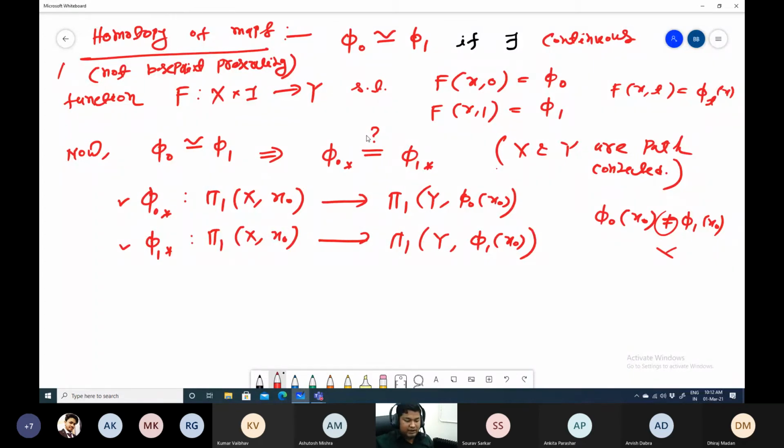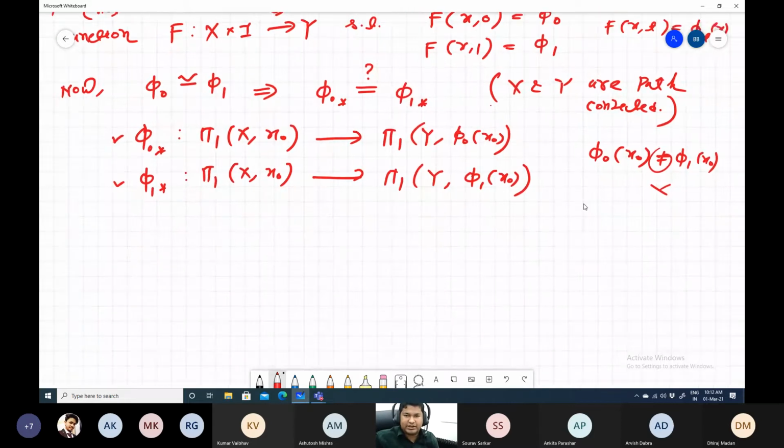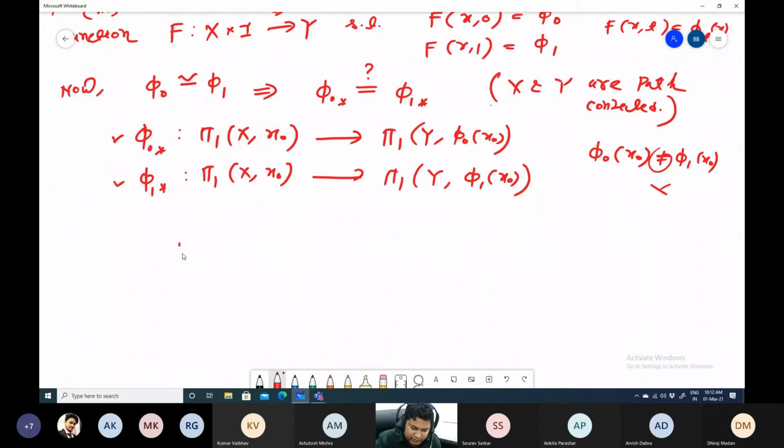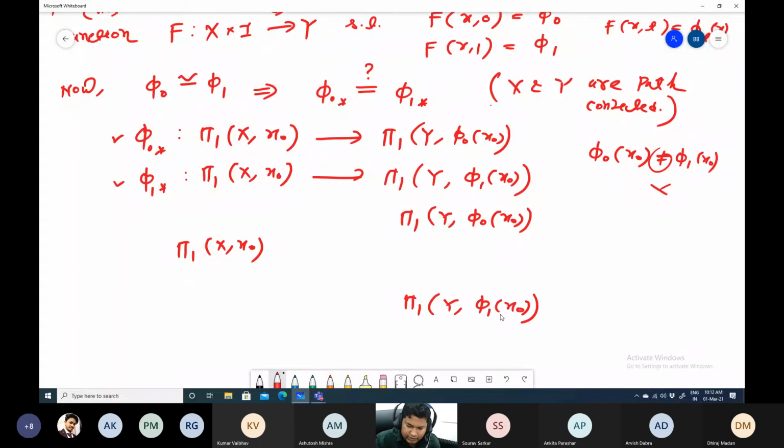Okay. Then what is it? Now, obviously, you can check that. Now what is it actually? You can guess. Now this is your pi1(X, x0). This is your pi1(Y, phi0(x0)). This is your pi1(Y, phi1(x0)). Now you have this situation. You have this, and you have this.